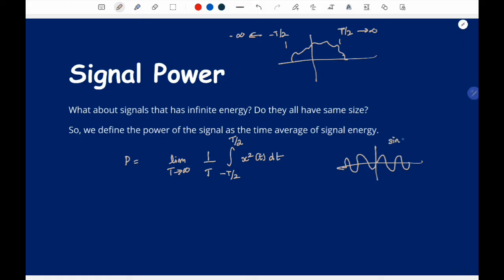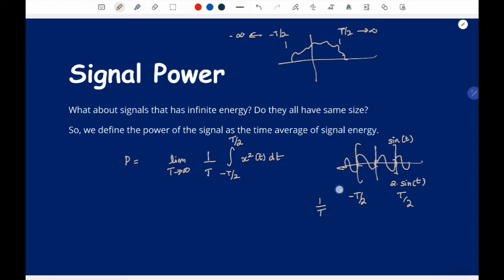So let's say sine t and sine 2t, or 2 sine t, right? That will be simpler. So in terms of power, what are they differing in? You can just consider both are periodic signals, right? So you can just consider one period. So let's say from here to here, right? Let's say t by 2 to minus t by 2.